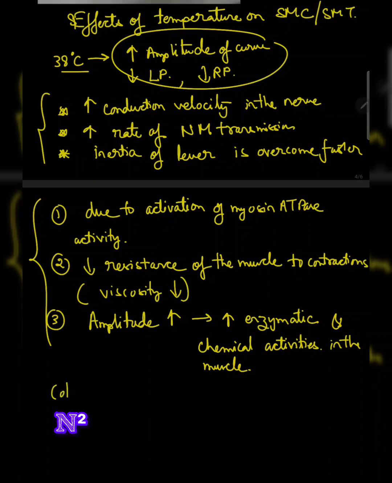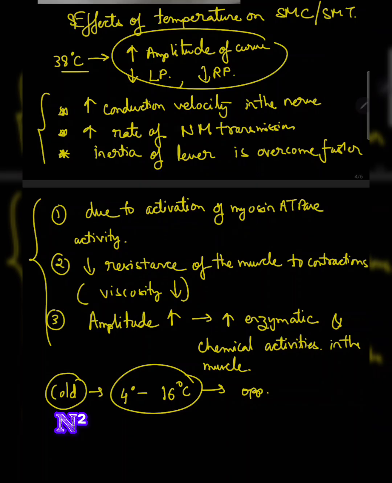In the cold temperature, that is cold Ringer solution at 4 degrees Celsius to 16 degrees Celsius, the opposite effect occurs. There will be a decrease in activation of the myosin ATPase activity, and there will be increased resistance of the muscles to contractions because there will be more viscosity, and the amplitude will decrease because there will be a decrease in the enzymatic and chemical activities in the muscle.